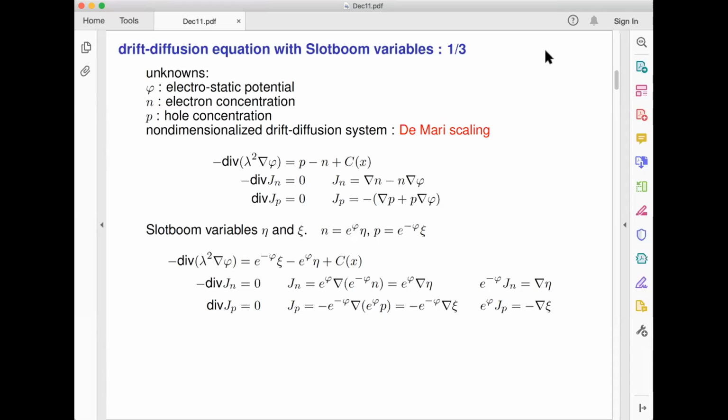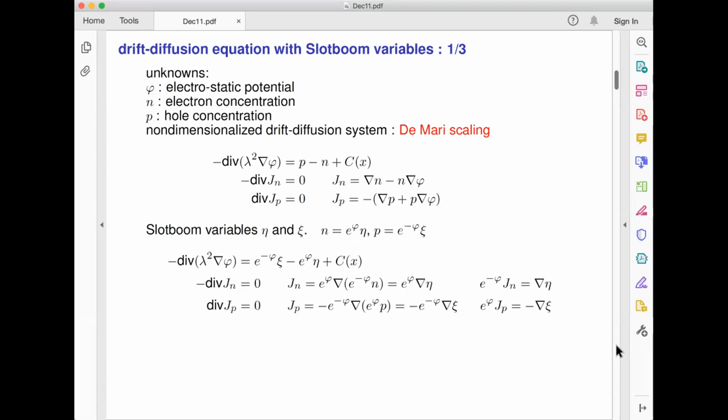Just e to the phi times grad eta, or exponential minus phi times grad xi. So the system becomes a diffusion type system. But the difficulty is that the exponential weight has a huge magnitude. So it brings us a very high condition number.